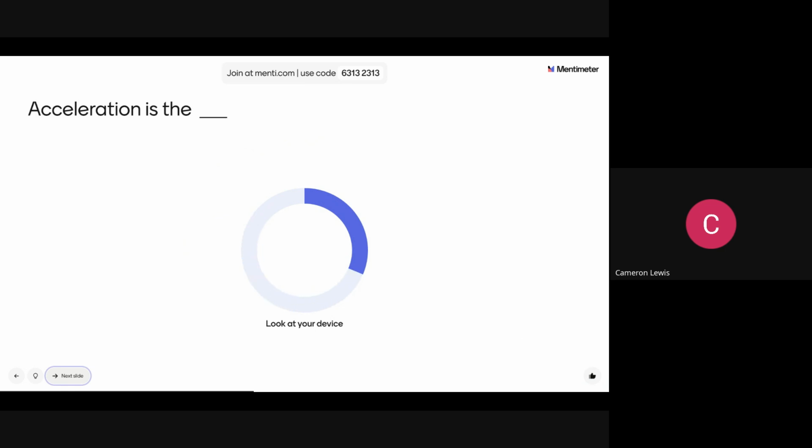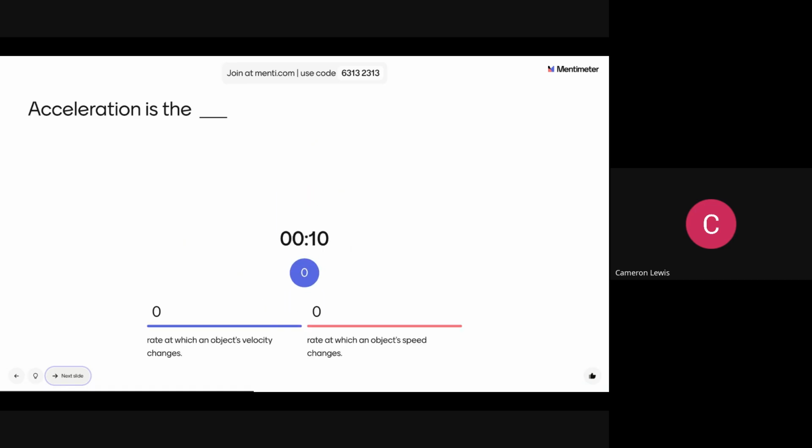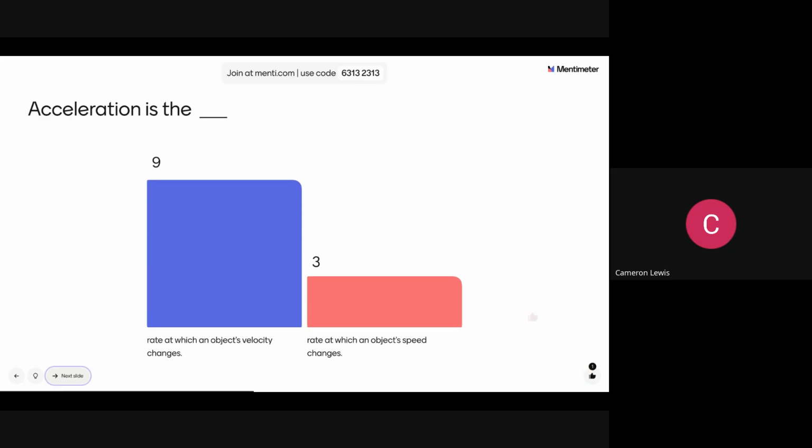So now looking at acceleration, right? Is it the rate at which an object's velocity changes, or the rate at which an object's speed changes? It's the rate at which an object's velocity changes. Remember, change of velocity over time gives us acceleration.